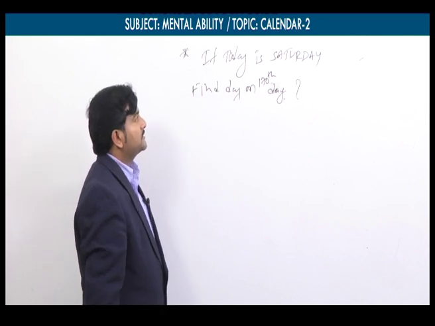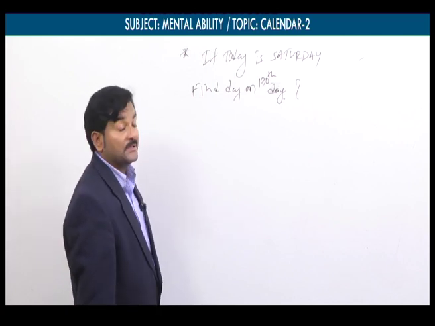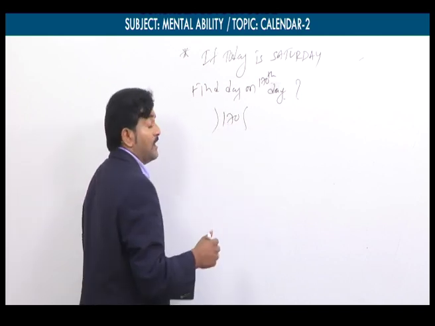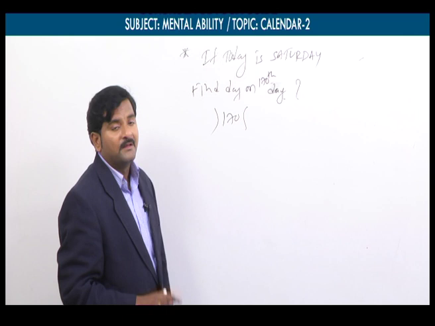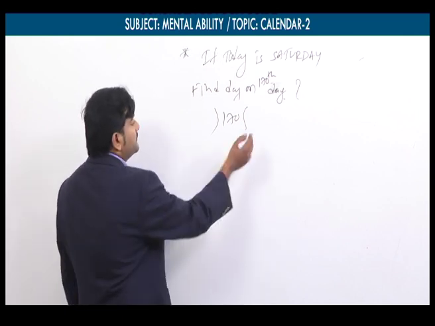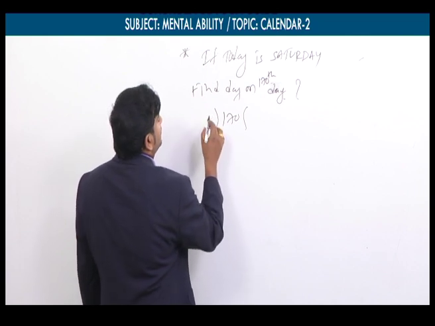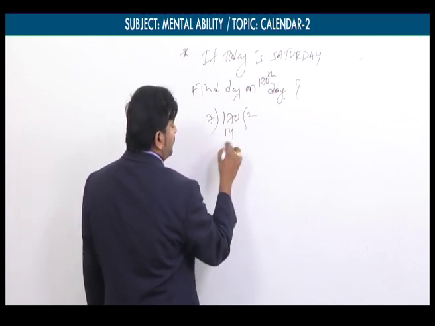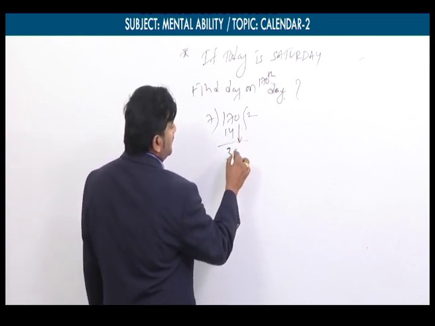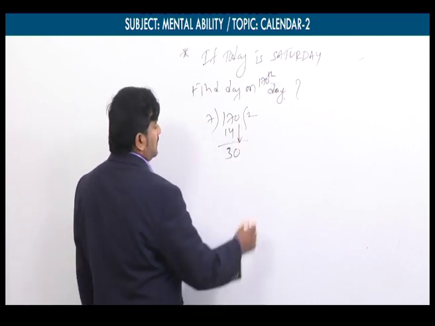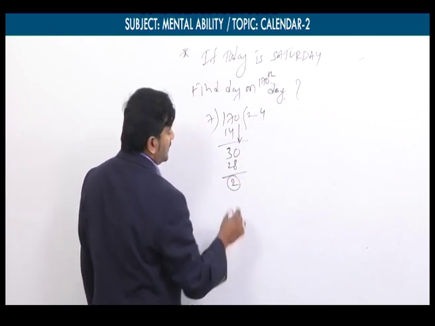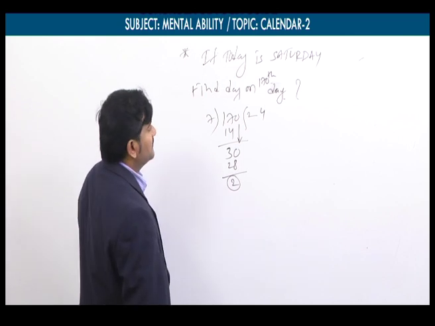If today is Saturday, find the day on 170th day. Same procedure. First, whether it is after, on, ago, whatever, blindly we have to find the remainder first of all. Odd days we have to find simply. 7 2s are 14, 17 minus 14 means 3. 3 means 0. 7 4s are 28. 28 means what I am getting? 2 is the remainder.